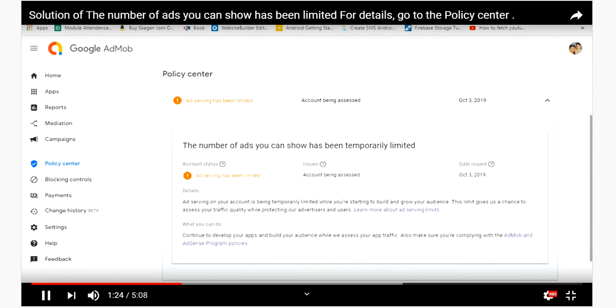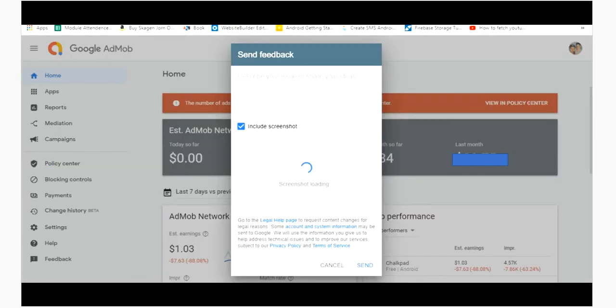So what you have to do is click directly on this feedback part. When you click on the feedback part, this screen will appear. You have to describe your problem: that basically I am having this kind of problem, I have genuine followers on my account, and many other things you can describe. Like I am facing this kind of issue, my app is genuine and my users are also genuine, and no activity like this happened earlier.